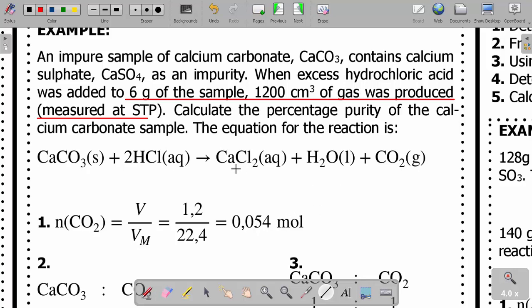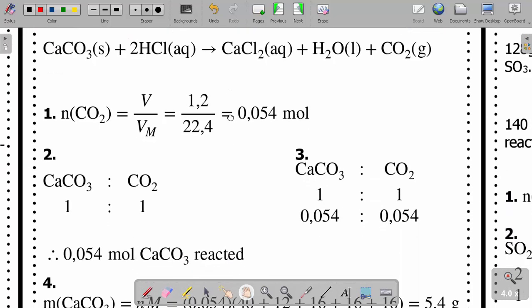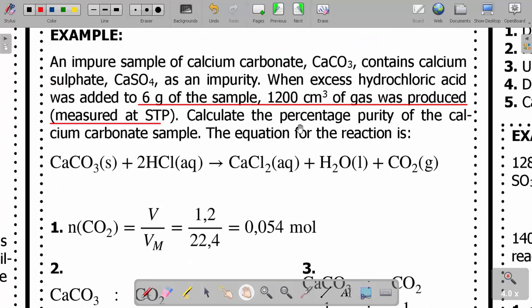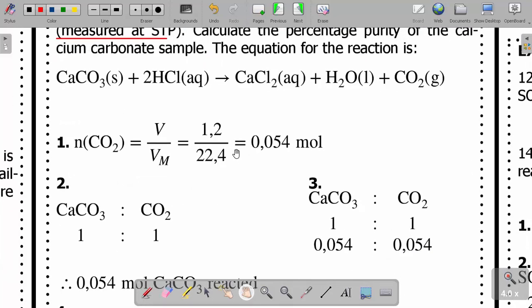Now that I have the volume given for the gas, I can get the number of moles of the gas produced. They said STP, so what did we say, guys? That the number of moles equals V divided by V molar. Now this 1200 I must divide by 1000 to convert to decimeters cubed, so it becomes 1.2. Divide by 22.4 to give me 0.054 moles of carbon dioxide gas.